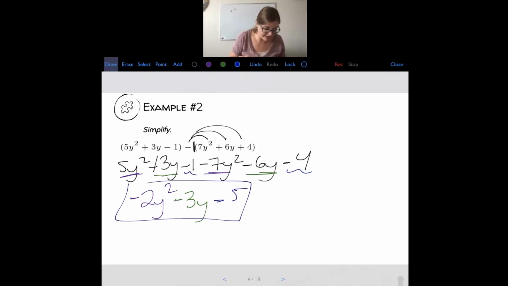So this would be your final answer. And again, you can switch up the order as long as the signs are correct. And the terms, of course. You'd still have to have negative 2y squared minus 3y minus 5.